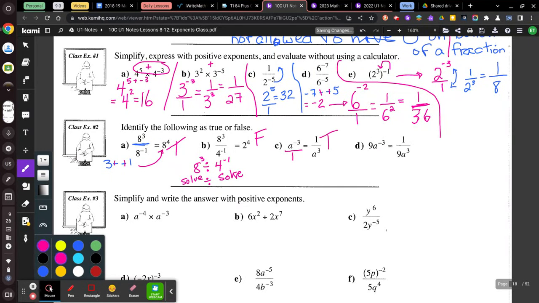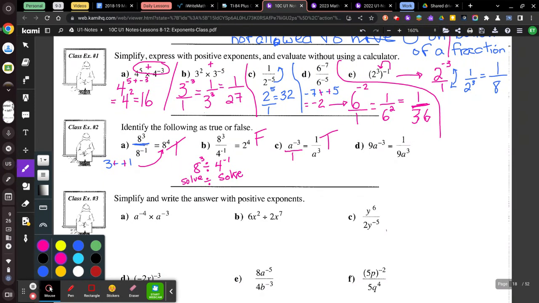What about the next one? Did they flip it correctly? Let's look at our base. Is our base 9 and A, or is our base just 9, or is our base just A? I think it's just A. It's just A. Your base is only what's attached to the exponent. The 9 is your coefficient. So the only thing that's attached to the exponent is the part that's going to flip downstairs.